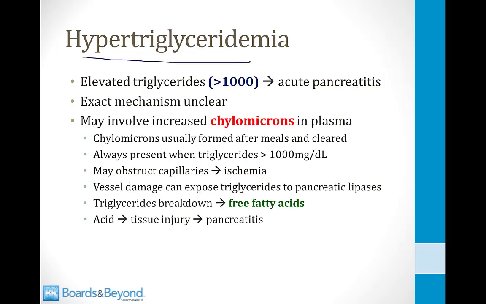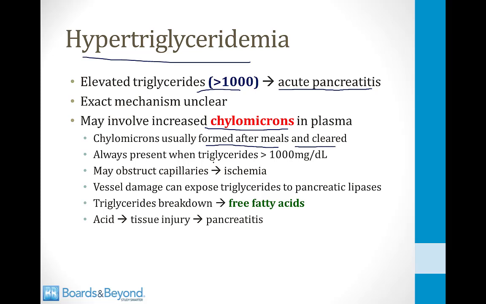Hypertriglyceridemia is a well-described cause of acute pancreatitis. A normal triglyceride level is about 100 to 200. If the level gets over 1,000, this can cause acute pancreatitis. In fact, one of the main reasons we treat high triglyceride levels is to prevent pancreatic injury. The exact mechanism is unclear, but it's thought to involve chylomicrons, which you may know are large lipid particles that carry triglycerides. Normally they're formed after meals and then they clear a few hours later.